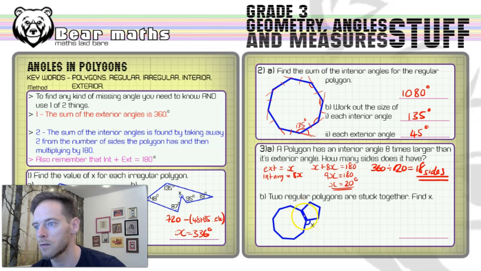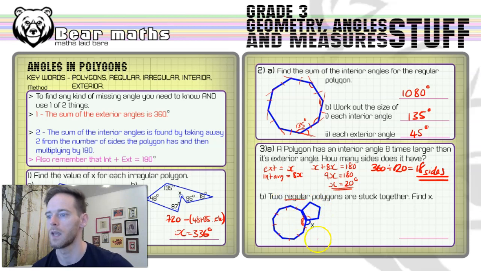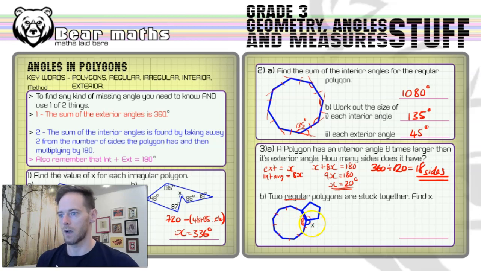Well, let's just count them. 1, 2, 3, 4, 5, 6, 7, 8, 9 sided shape. We've got a nonagon, okay? Now, what we can do is work out the interior angle here, which we know is going to be the same all the way around because it's a regular polygon, right? And we can work out the interior angle of this pentagon, and we know that's going to be the same because it's regular as well. It's very important, that word regular. And then we've got angles around a point, and we know the angles around a point add up to 360 degrees from the video before that.